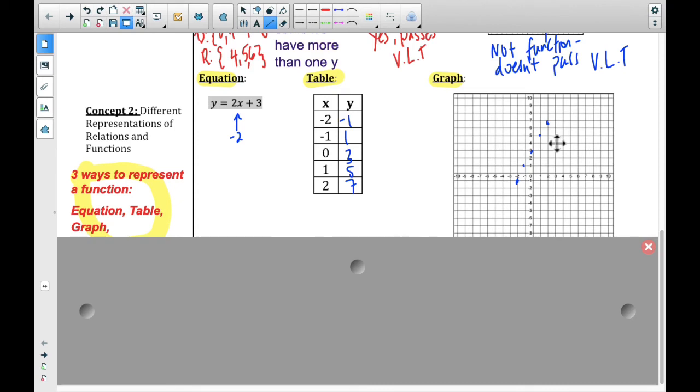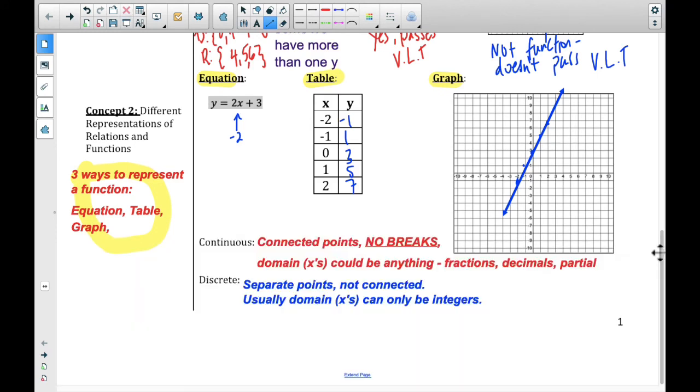But the reason I connected them is that I could put in a 0.5 into this equation. I could put in a 0.25 into this equation. So I put that line there because not only the integers, the whole numbers, but also the little fractions along the way, they all would work as well. There's a special name for that. That's called continuous. A continuous function is one where the points are connected. There are no breaks. It also means the domain, the x's, could be anything.